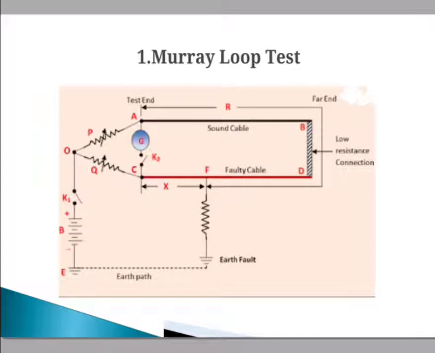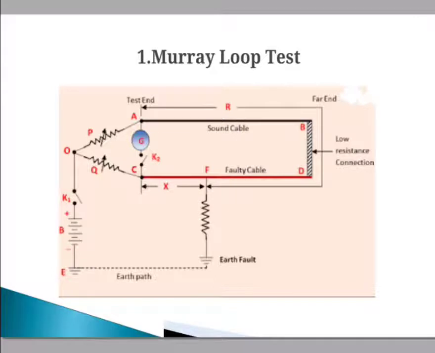At the far ends of the cables, that is B, D and F, are joined by a thick wire link of negligible resistance. Then the total length of the cable is L meters, and the distance of the fault from the test end is X meters.